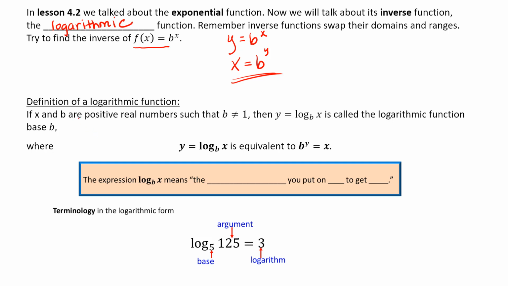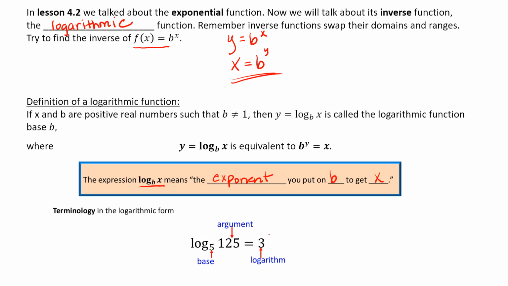So to figure that out, we'll look at the definition of a logarithmic function. If x and b are positive real numbers such that b is not 1, then y equals log base b of x is called the logarithmic function base b, where y equals log base b of x is equivalent to b to the y equals x, which is what I just said on the previous slide. The expression log base b of x means the exponent you put on b to get x. So log base b of x equals the exponent you put on b to get x.